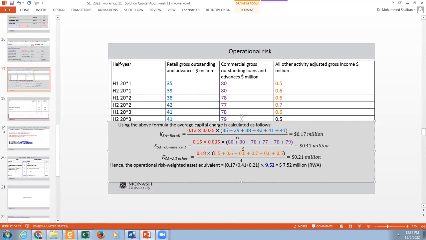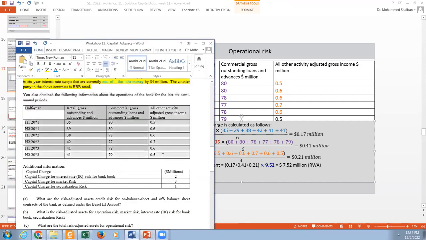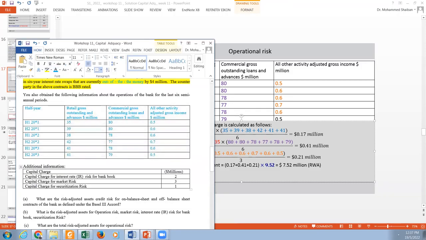For market risk, I am done. Operational risk, I am done with operational risk, and I hope you are following with me. Now I will go to the other risks. So actually, if you look at it, I am done with this. Now I want to go to the additional information. They give me now capital charge for interest rate risk, market risk, and securitization risk, which is a good thing. They told me you need 2 million. This is the capital charge, which means I have to multiply this, like what I did, by 9.52.